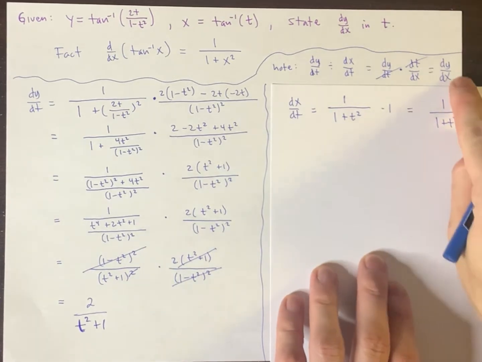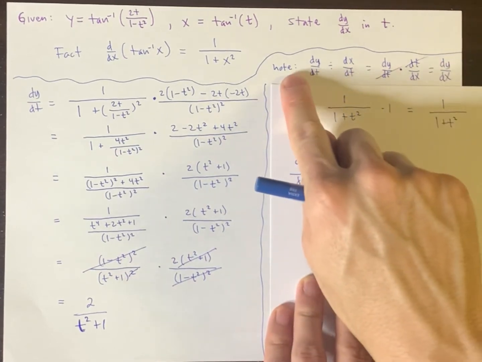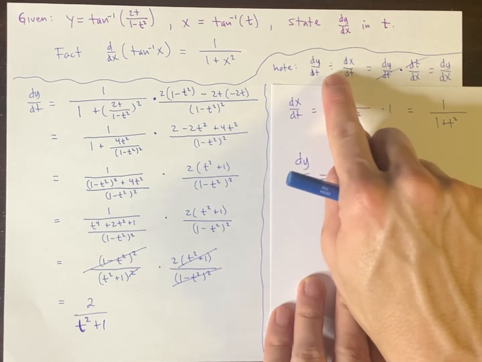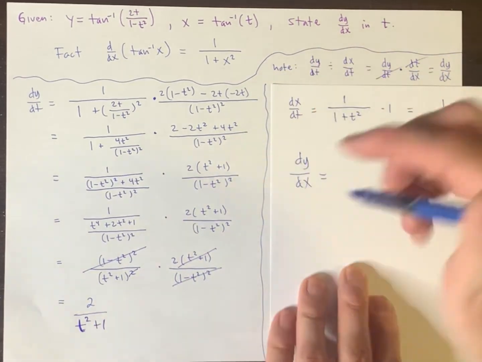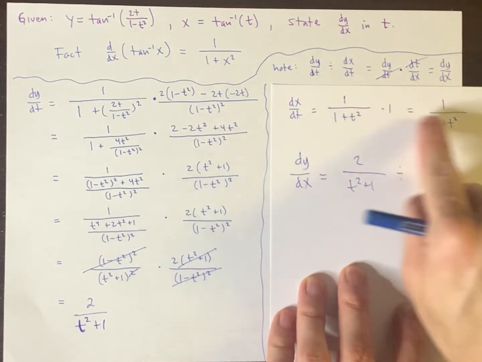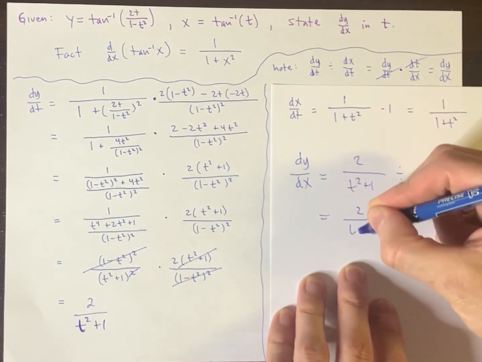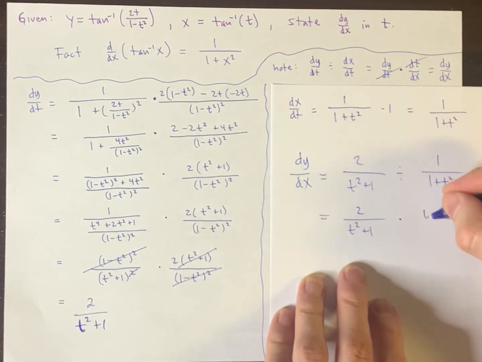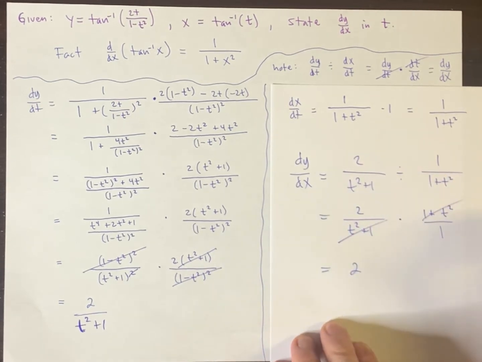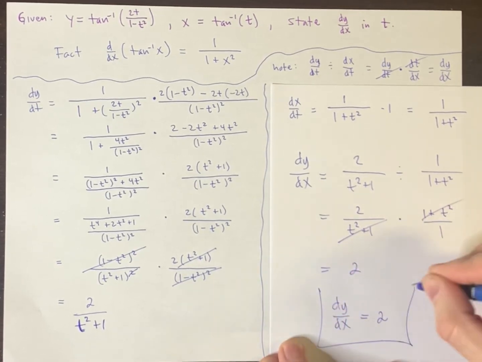Now, let's finish this. The goal is to find dy/dx. So dy/dx equals, according to our note from earlier in the video, dy/dt divided by dx/dt. So dy/dt is that, 2 over t squared plus 1, divided by dx/dt, which is this here, 1 over 1 plus t squared. And this is 2 over t squared plus 1 multiplied by 1 plus t squared over 1. These reduce away, so you get back a constant. So final answer here, dy/dx equals 2. How about that?